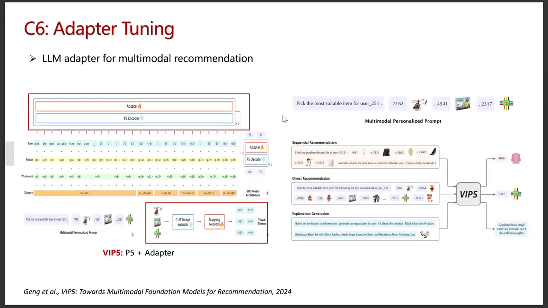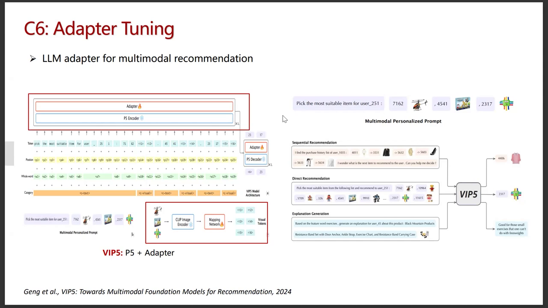The last one is about how to adapt a large language model for recommendation. This work is a VIP fab. They focus on how to adapt a P5 language model. And as we know, if we use P5, we can conduct different recommendation tasks using the language as an interface.